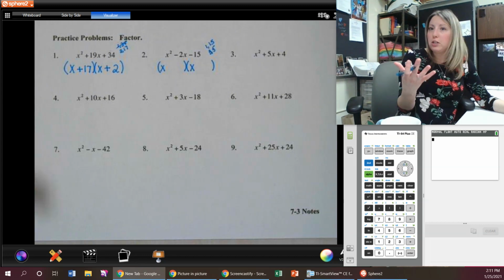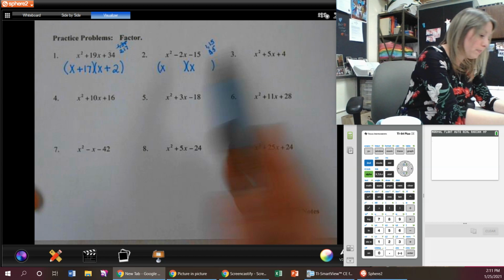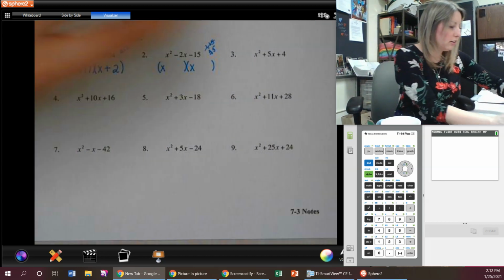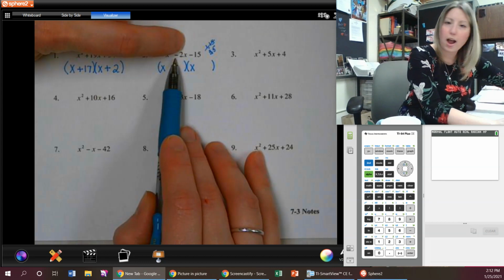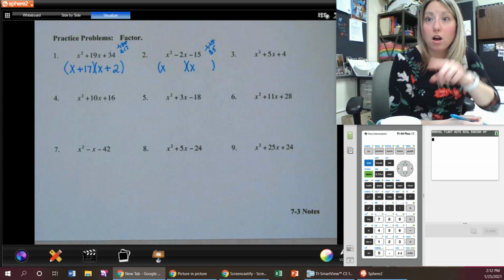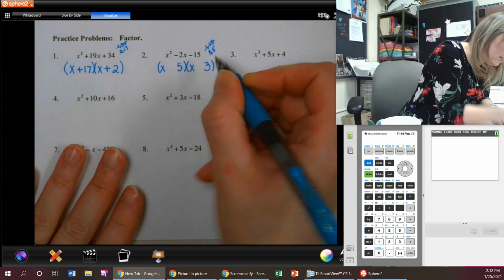Well, 15 minus 1 is 14. Do I have 14 in the middle? No. By the way, how do I know I have to subtract these two factors? If the end term is negative, I'm subtracting to get this middle term. So 5 minus 3 is 2. I need that 2. Yes, 5 and 3. There it is. Okay, I need that 2 to be negative.